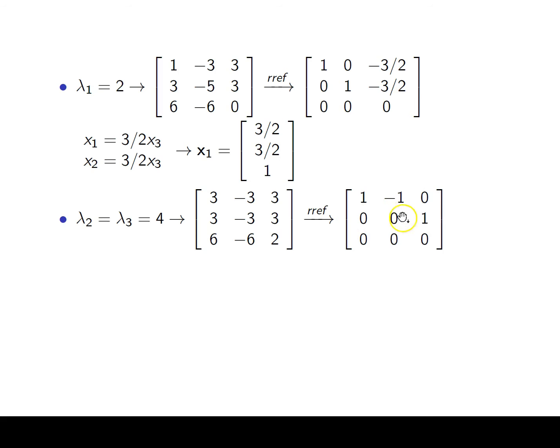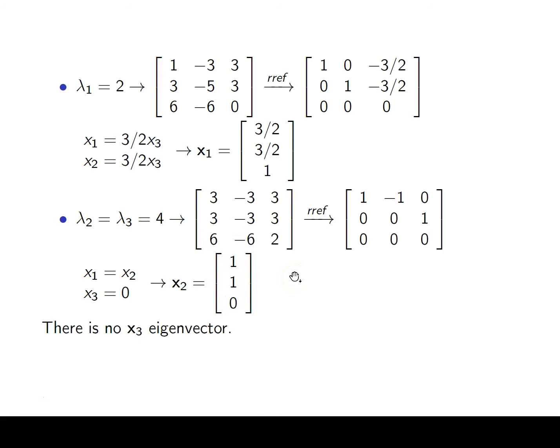So here I have a free variable at x2, right? In the second column. So x3 is 0, because remember all equals 0 here. And x1 equals x2 when I move this over the equal sign. So my x2 looks like this, 1, 1, 0. There is no third eigenvector. I have my 2 eigenvalues. This one has a multiplicity of 2, but it only gives me 1 eigenvector. There's no x3 eigenvector here. It just does not exist. There's only 2 for this case.